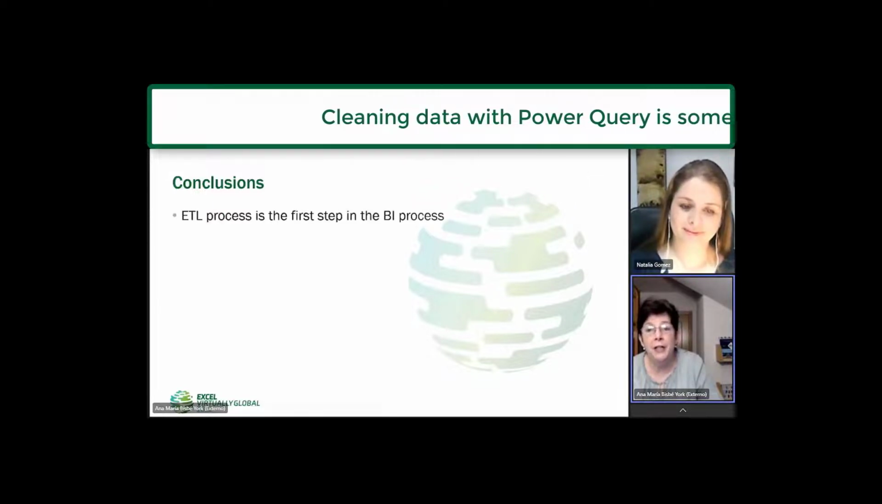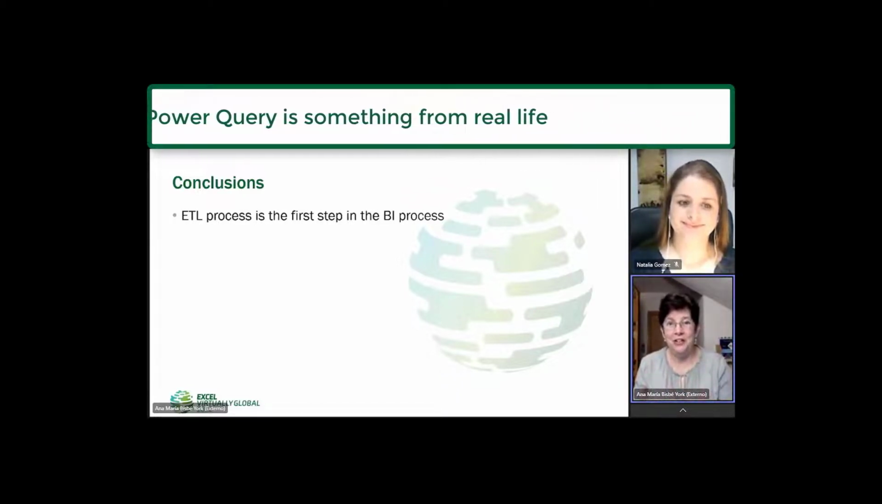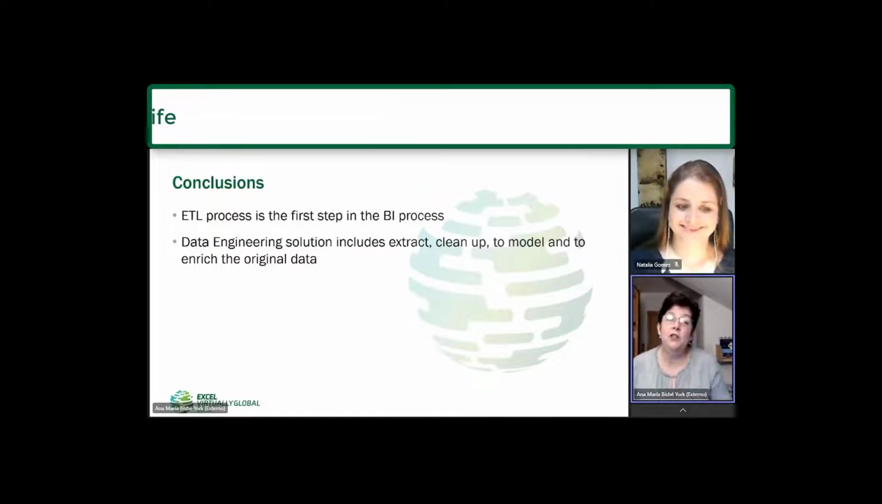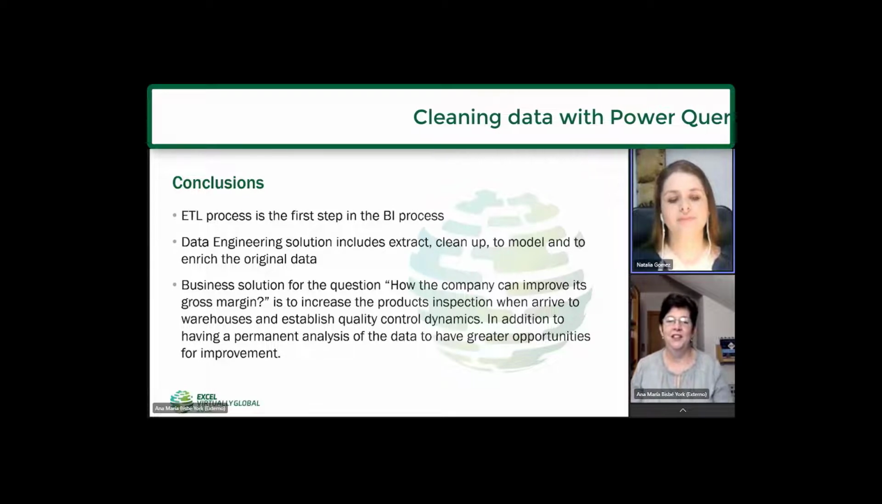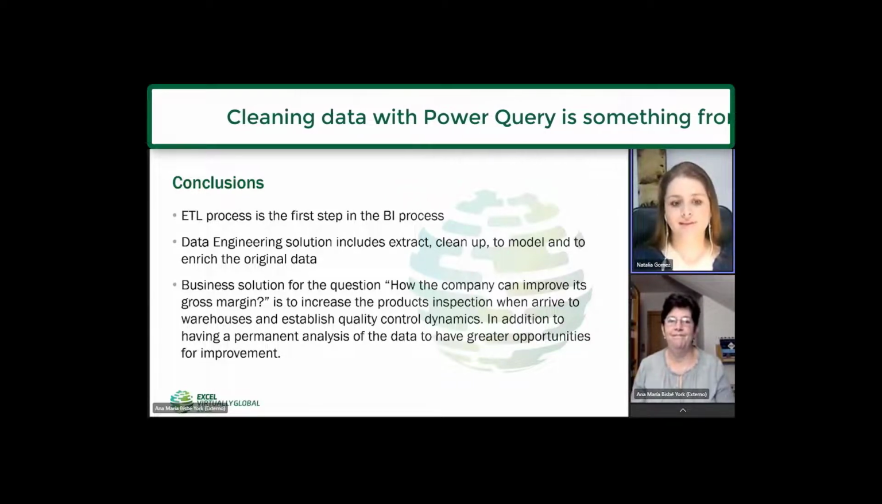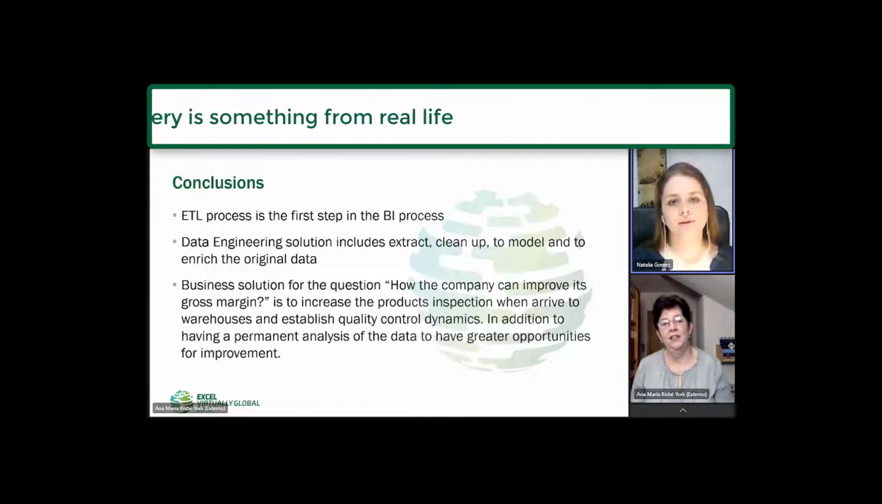The ETL process is the first step in the BI process. Also, for the Excel tool, we did all our work using Microsoft Excel. And the data engineering solution includes extract, clean up, model and enrich the original data. And the conclusion for the business solution for this question, on how the company can improve its gross margin, is that we can see in the dashboard that it is to increase the product inspection when products arrive at warehouses and establish quality control dynamics, in addition to having a permanent analysis of the data to have greater opportunities for improvement.